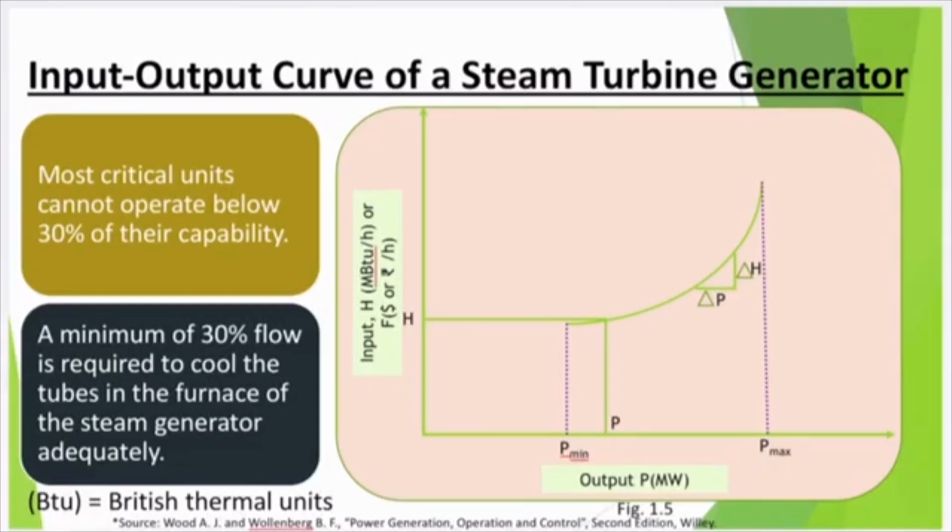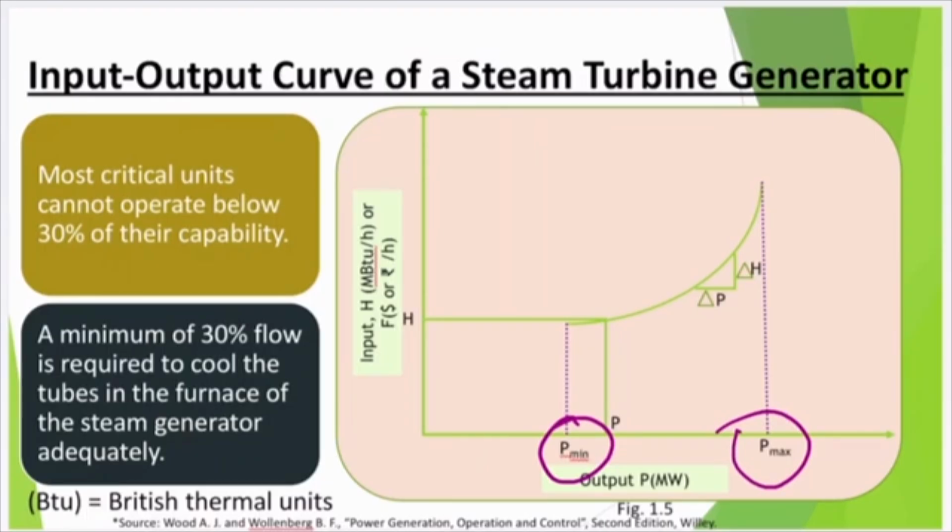Now if you draw the characteristic as we discussed earlier, you can see the y-axis which represents the rupees per hour, the amount of money being spent per hour to generate power, and the x-axis shows the power output of the plant. Now, my emphasis here is to highlight those two important points. One is about my P min, and the other one is actually P max.